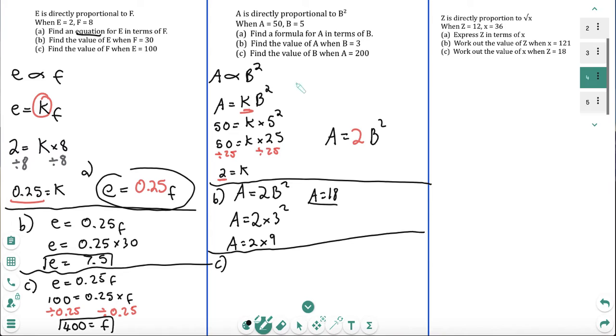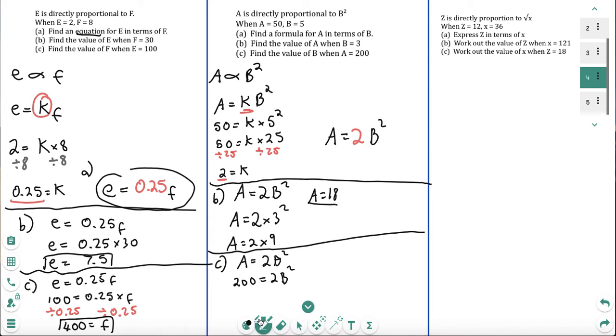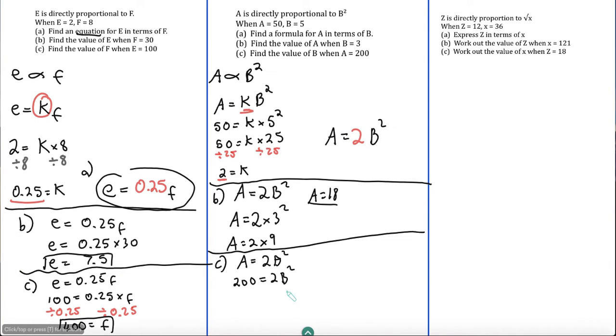Part C. Find B when A is 200. I'm going to get my formula again. Replace A with 200. So 200 equals 2b squared. So now I have to get B by itself. Well, I think of a function machine in my head. B is being squared, then times by 2. I'm going to work backwards. So I'm going to get rid of that times by 2 first. To get rid of timesing by 2, I'm going to divide by 2.